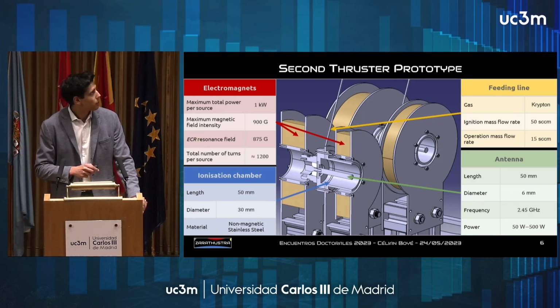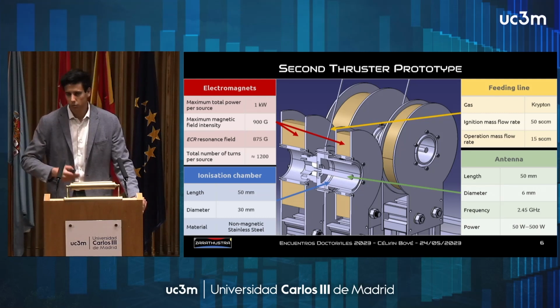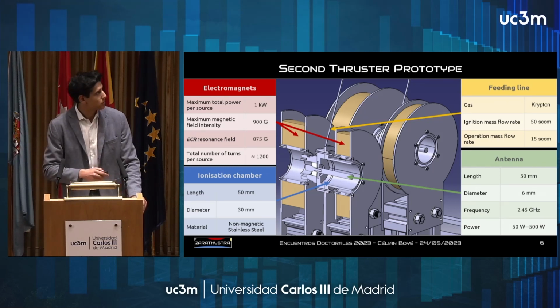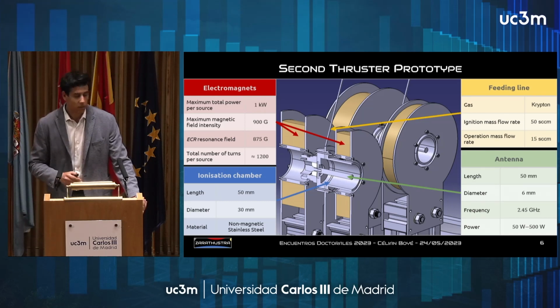Regarding the gas filling line, we are using krypton during the second campaign. We should use also xenon, but krypton was the first gas used in order to reduce the cost of the first campaign and to also characterize the thruster. And we have 50 SCCM injection for ignition and 15 SCCM injection for operation.